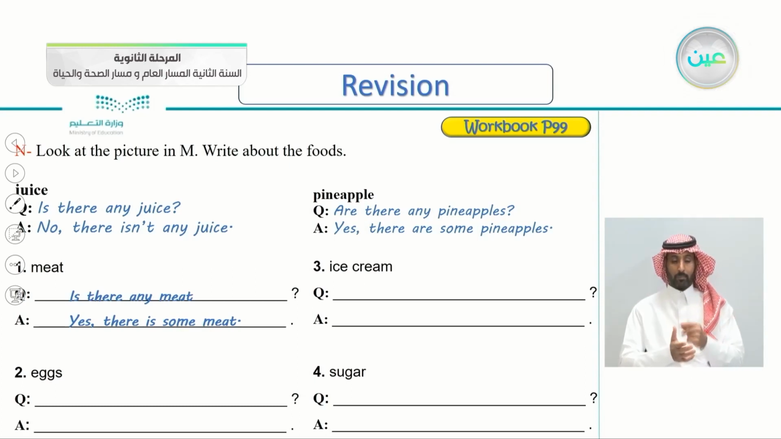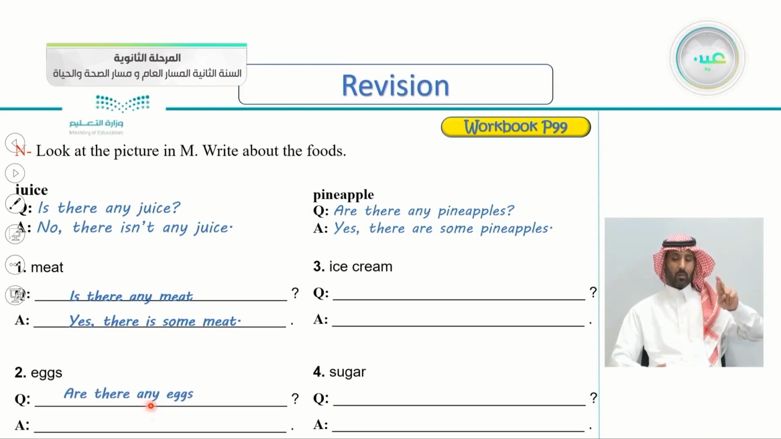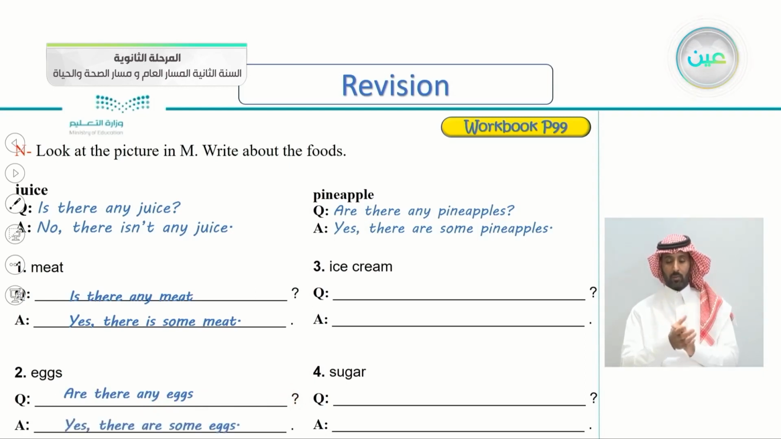Number 2, eggs. Eggs, this is count. So do we say is or are? Very good. Are there any eggs? And we used any because it is a question. Are there any eggs? Yes, there are some eggs.